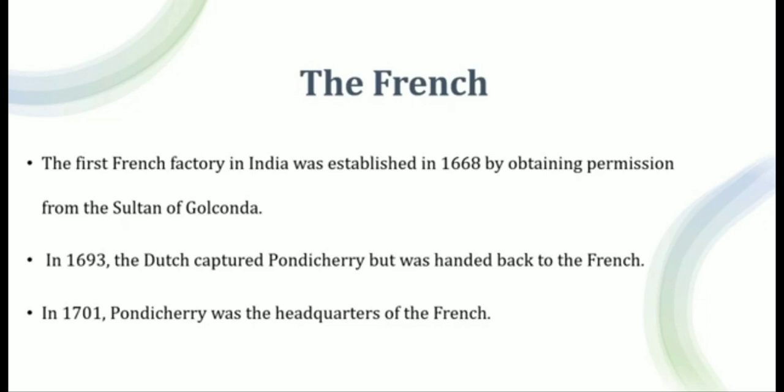And last, finally, the French. Which was the headquarters of the French? Pondicherry. The first French factory in India was established in 1668. Who gave permission to start this French factory? The Sultan of Golconda, the King of Golconda. The Golconda King gave permission to start this French factory in India.